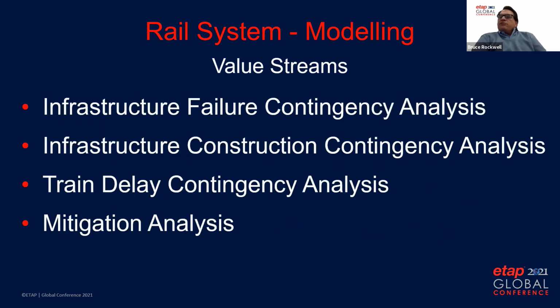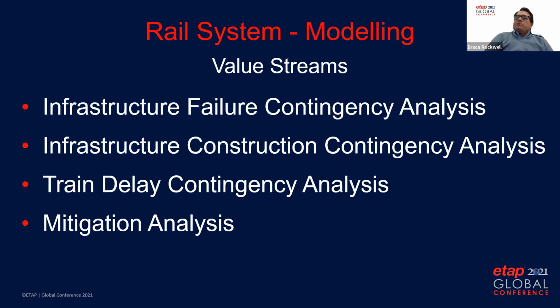There are other value streams for doing modeling. For instance, you can examine infrastructure failure contingency analysis, such that if your system experiences a failure, you can study different impacts from the failure. How does that impact your operation of the railroad? What restrictions might have to be applied on the railroad if there's a failure? What limitations to propulsion you might have to implement?